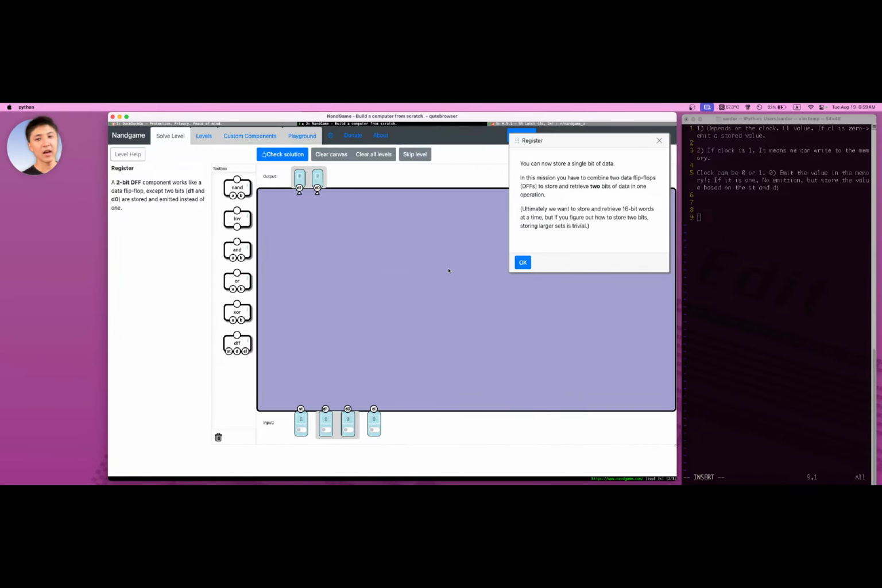Register. Not in memory; in the processor, we have a register. We have a set of instructions and we have registers inside the processor. In almost every processor, it doesn't matter whether it is a CPU, GPU, or another special chip, all of them have registers.